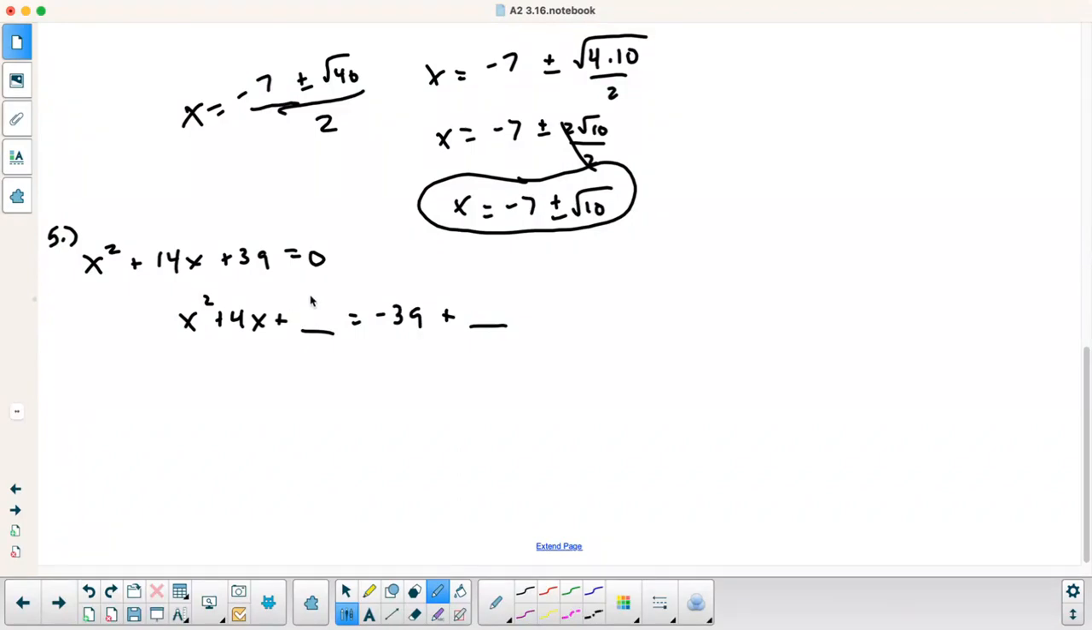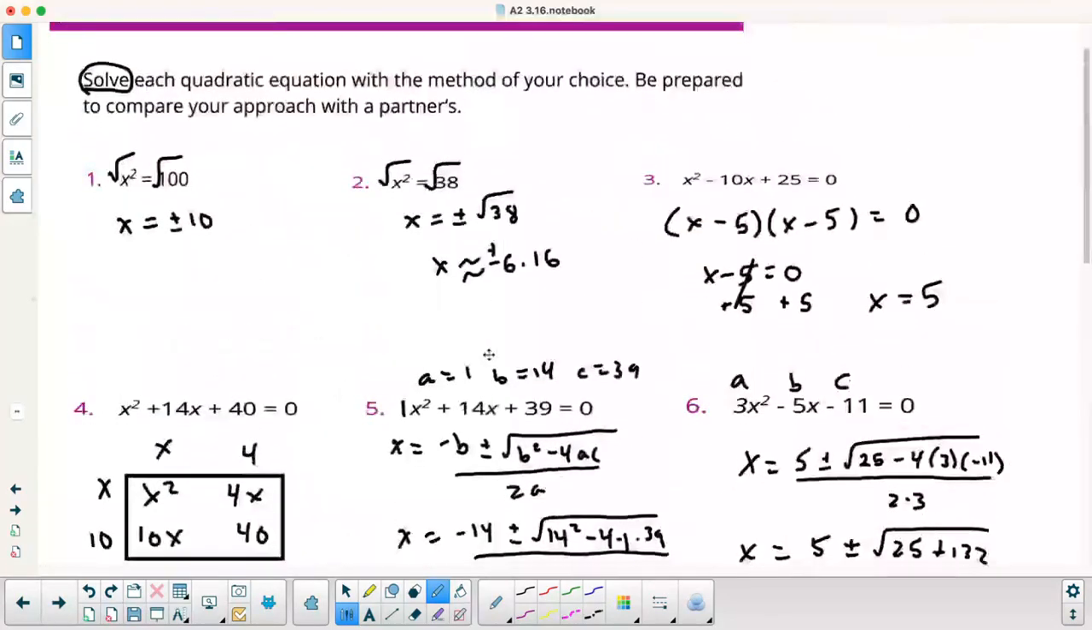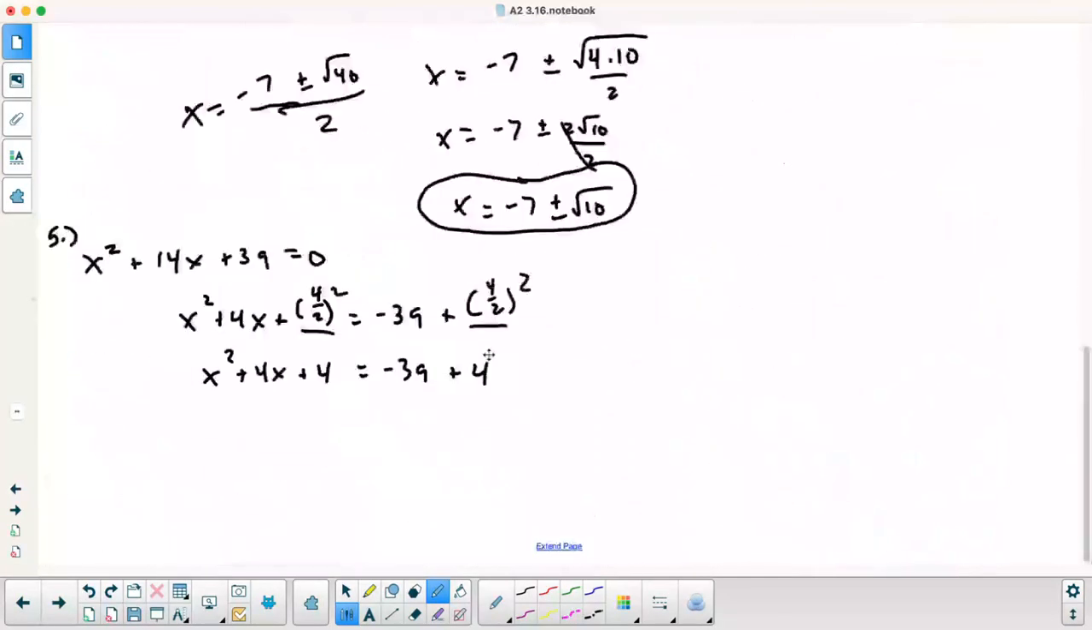Okay, so 4 divided by 2 squared. Now, normally I just do this in my head, but I'm going to write it out so you got it here. So 4 divided by 2 is 2. 2 squared is 4. Oh, it's a positive 39.